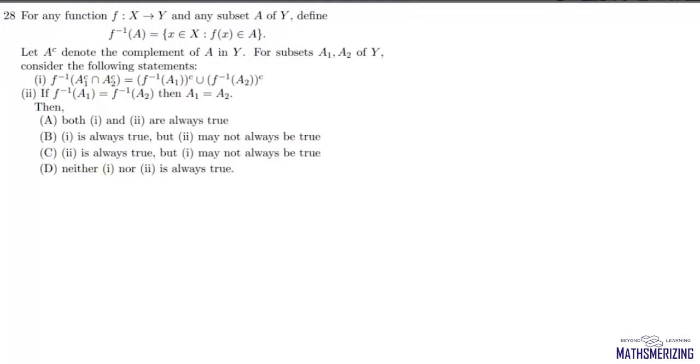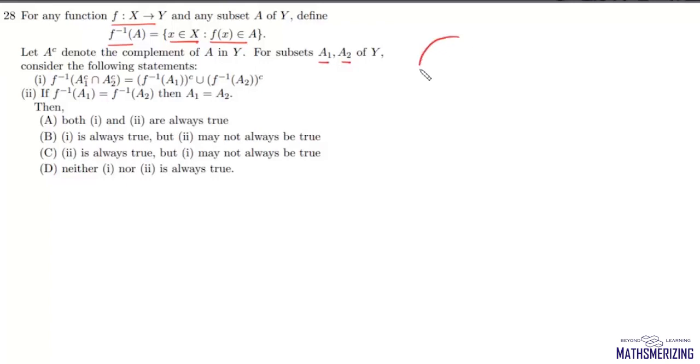Now question number 28 is, for any function f from X to Y, for any subset A of Y, define f inverse of A as x belongs to X such that f(x) belongs to A. And A complement denotes the complement of A in Y. Now for two subsets A1 and A2 of Y, consider the following statements, and then we have to tell which of the statements are always true. Now we'll solve this question using counter examples.